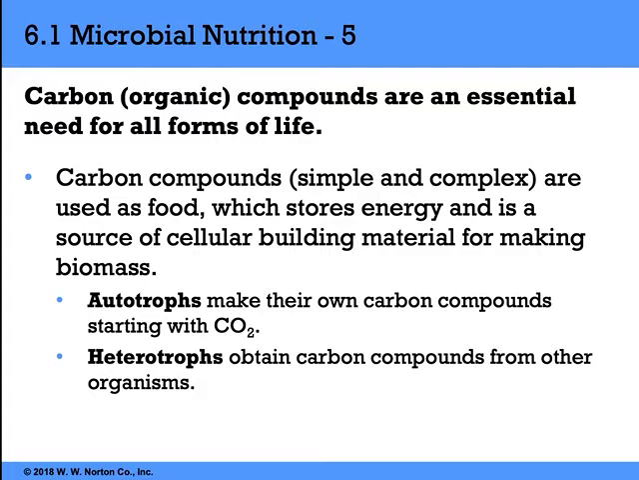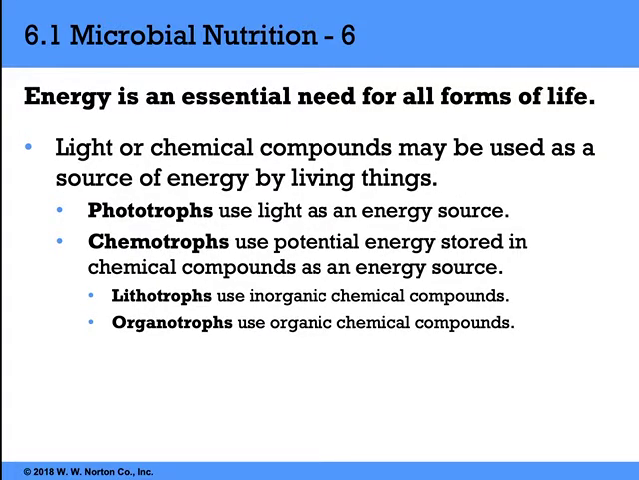Autotrophs make their own carbon compounds starting with CO2. An example of an autotroph would be a photosynthetic organism, okay? Heterotrophs get carbon compounds from other organisms. Light or chemical compounds can be used as a source of energy by certain living things. Phototrophs use light energy for power in order to generate carbon compounds, which can then turn around and have the energy stripped from them in a process known as cellular respiration in order to generate ATP, while chemotrophs use potential energy stored in chemical compounds as an energy source.